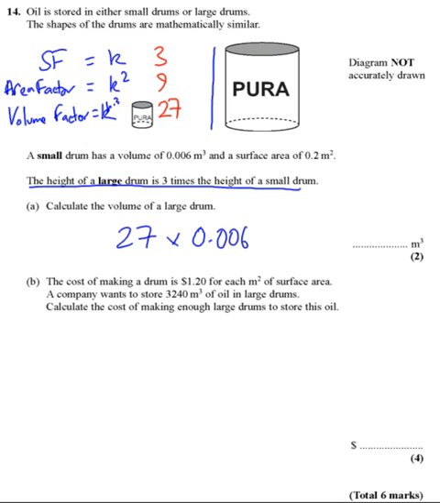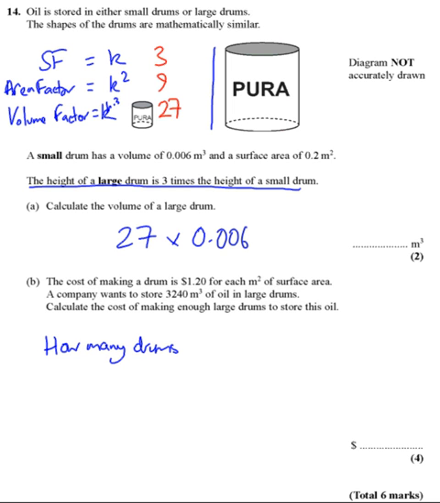The next part is significantly more difficult. The cost of making a drum is 120 per each meter squared of surface area. The company wants to store 3,240 meters cubed of oil in large drums. Calculate the cost of making enough large drums to store the oil. Well, the first thing you need to do is work out how many drums.